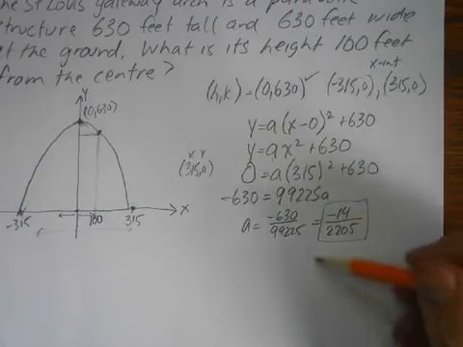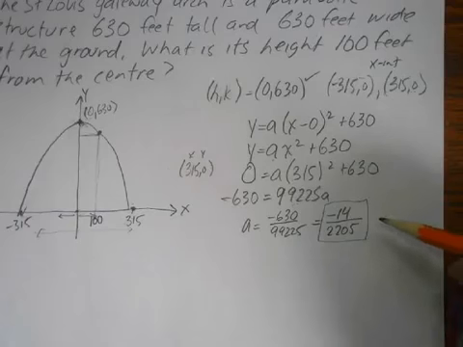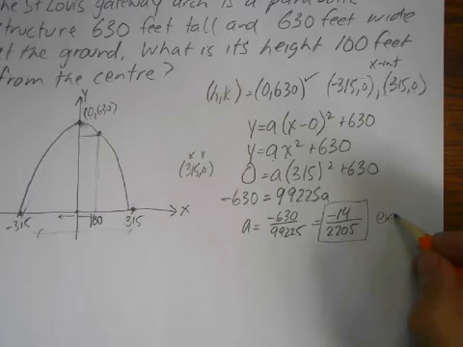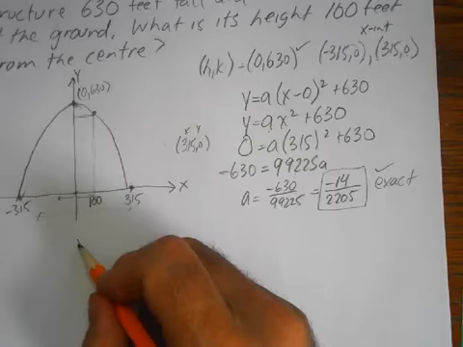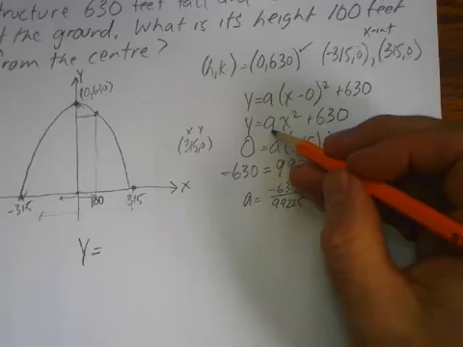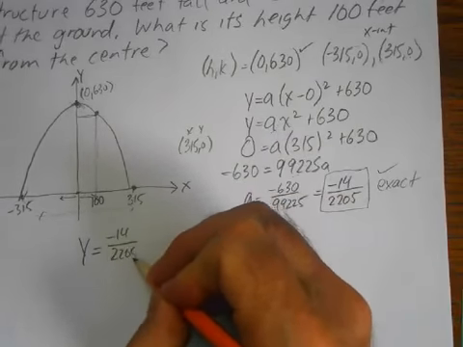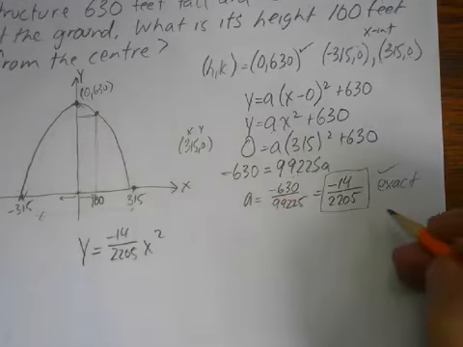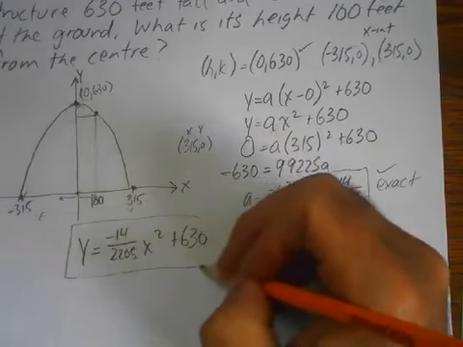Now that's a pretty small decimal, I think it's like 0.0006, something like that. In this case, I'd prefer to leave it like that. This is exact, right? So let's leave it like that. Now when we create our full equation, I'm going to go back to this and just replace a with this fraction: y equals negative 14 over 2205 x squared plus 630. So that is the equation for this parabola.